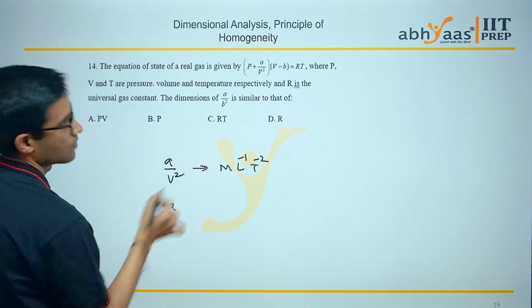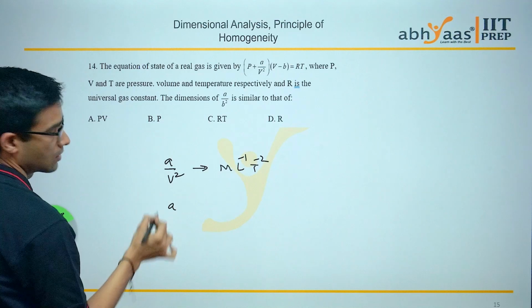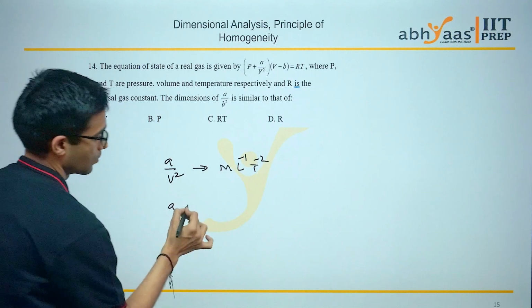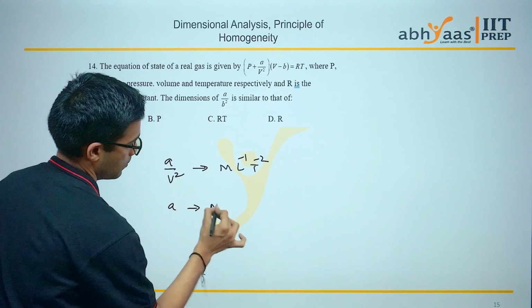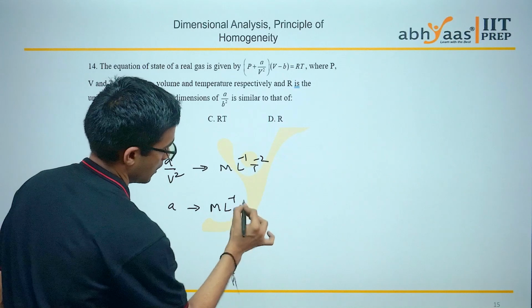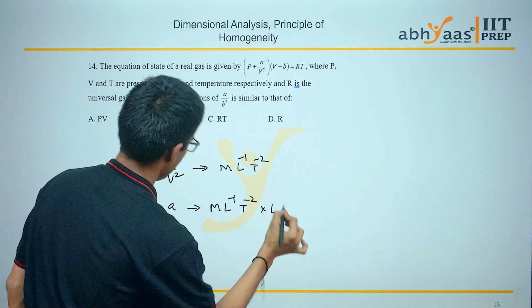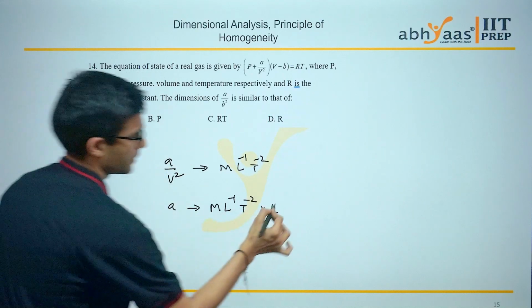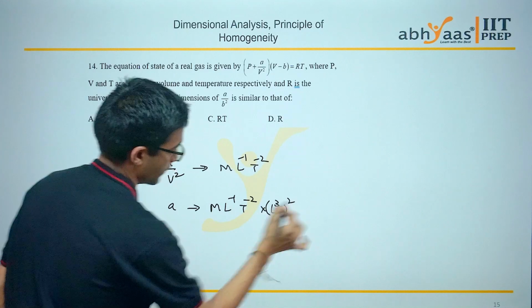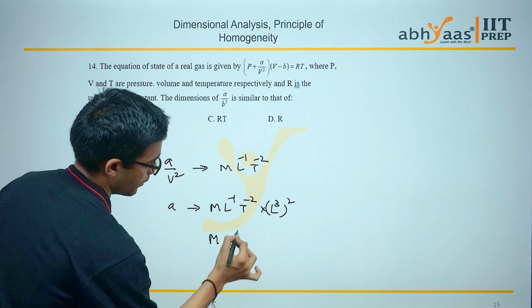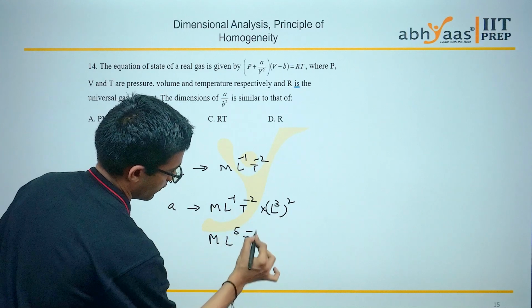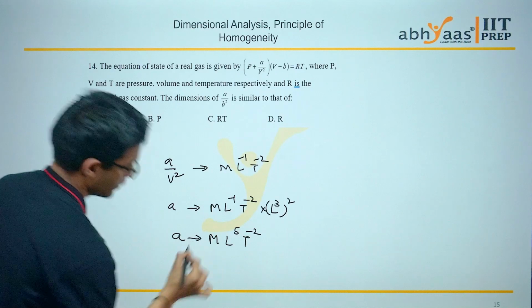A into V square, V is L cube, that is meter cube, that's why L cube. So if you get M L power minus 1 T power minus 2 into V square, that means L cube whole square. M L power 5 T power minus 2, this is the unit of A.